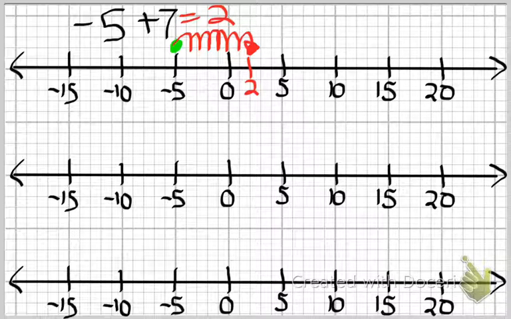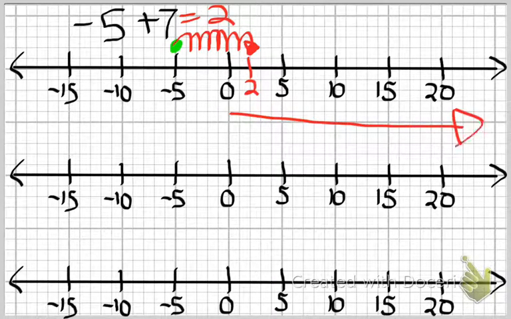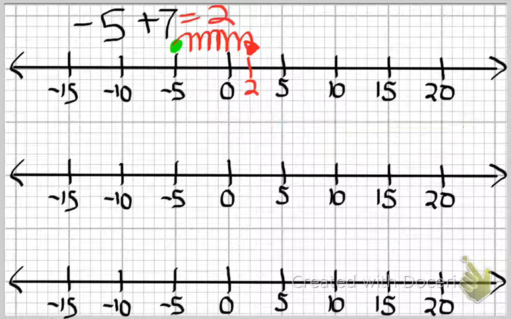We know it's positive because it's on the right side of 0. It's not on the left side. If it had finished on the left side of 0, we would have had a negative answer. So we know without a doubt our answer is positive 2. Now let's take a look at a couple more of these.